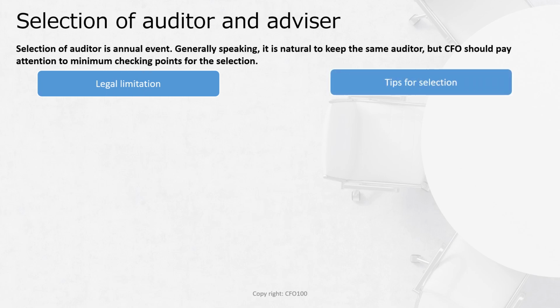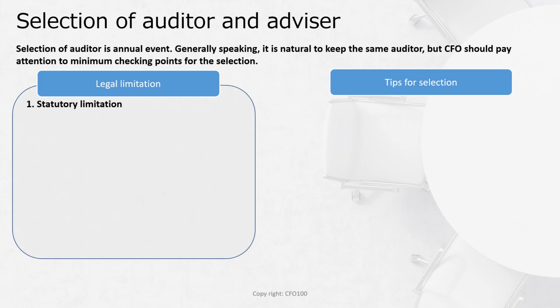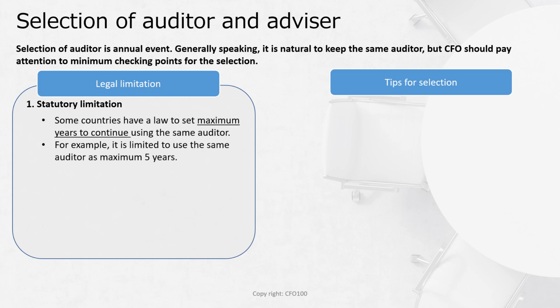If you look at the left side of the box, you can find the statutory limitations. There are some countries that have regulations to prevent companies from assigning the same auditor for long consecutive years. The company needs to change its auditor from the older one in the cycle according to the law.